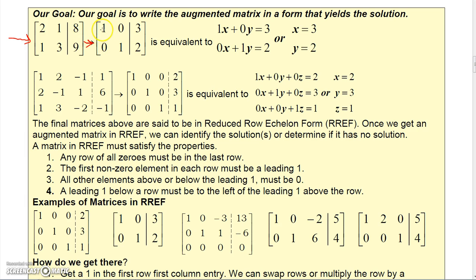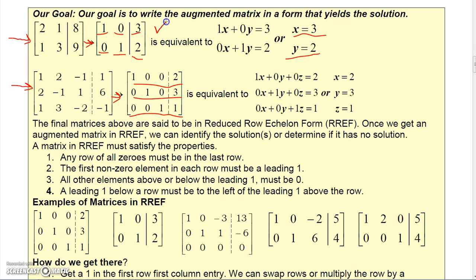Okay, because once I get it in this form, then I could take it out of matrix form and put it back in equation form, and this would read 1x plus 0y equals 3, which is equivalent to saying x equals 3. And the second row would read 0x plus 1y equals 2, which is equivalent to saying y equals 2. Similarly, if I could take this matrix and write it like this, then the first row would tell me that x is 2, the second row would tell me that y is 3, and the third row would tell me that z is 1.